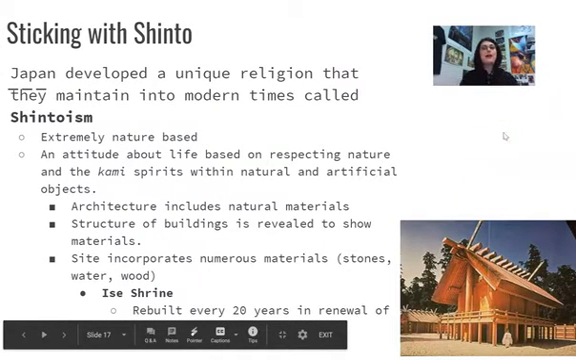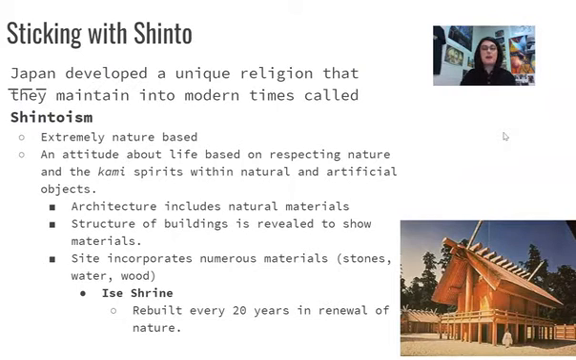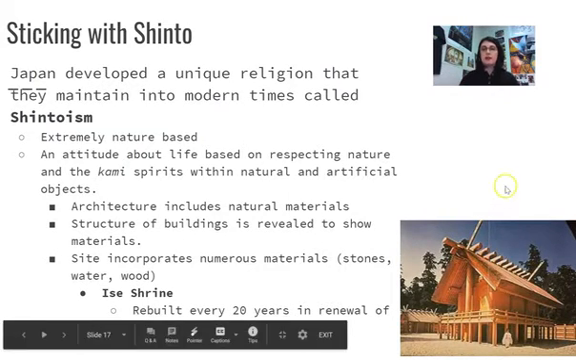But one thing that does remain in Japan, as I mentioned, was a native religion that they had there called Shintoism. And Shintoism, this is how architecture looked. If you look down here at the bottom, this is a Shinto temple before the influence from China arrives.